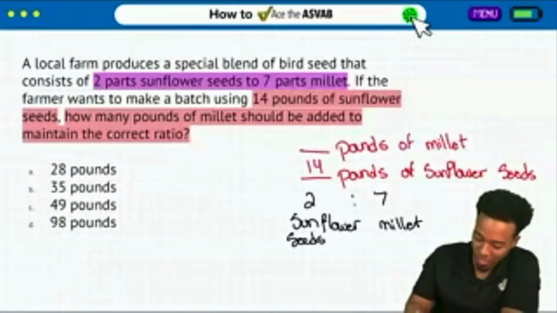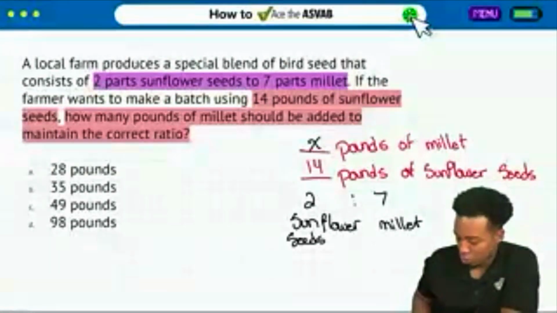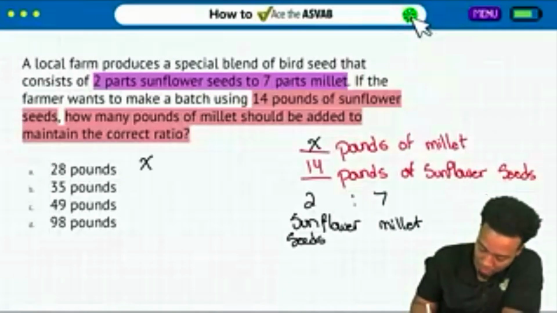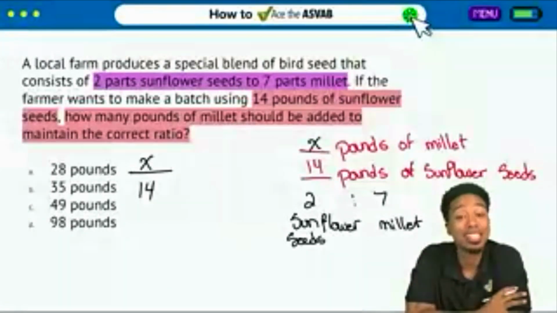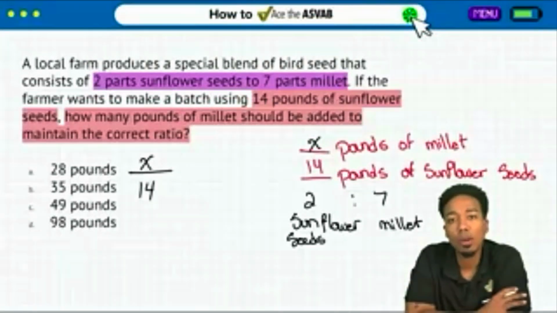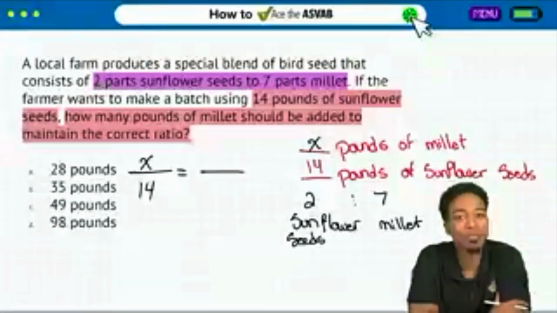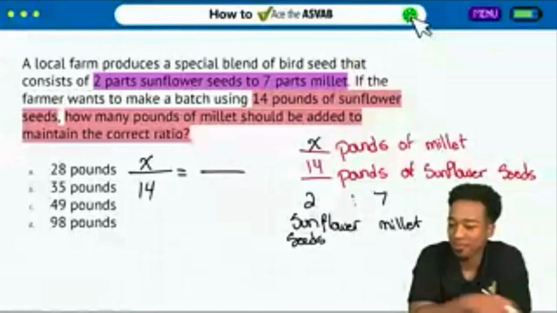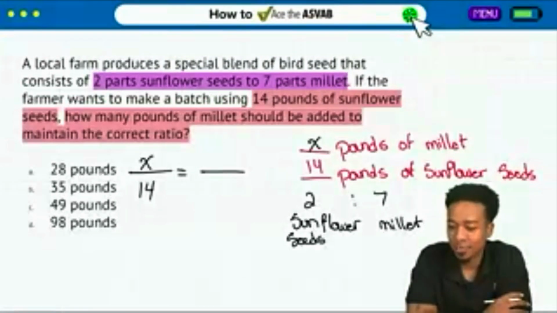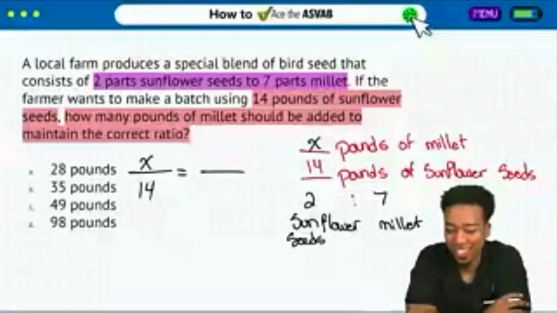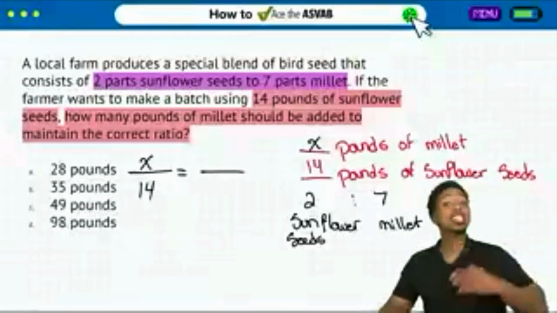So what we can do is we can say X pounds of millet, 14 pounds of sunflower seeds. Let's see if I can trip some people up. If I wrote it as X over 14, which number do I have to put on the top on the right side? Which number do I have to put up there? I see a 2, I see a 7, I see some more 7s coming in, I see some more 2s coming in. It looks like there's a debate going on. So I'm not even going to tell you which one's correct.